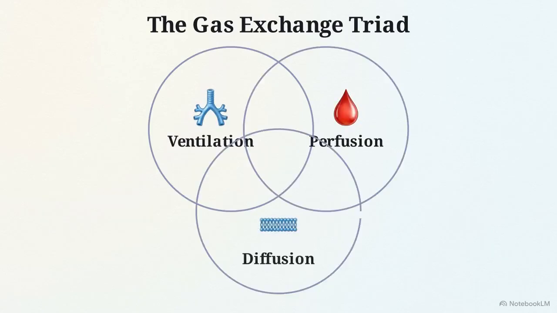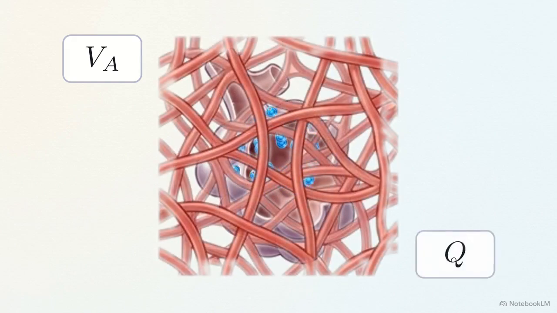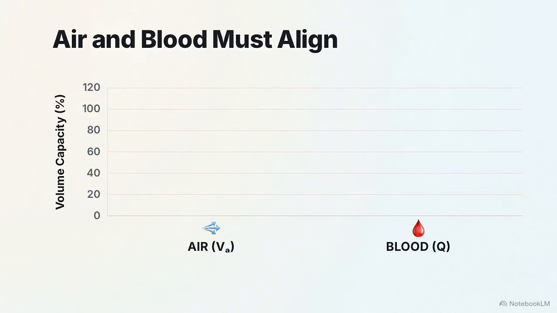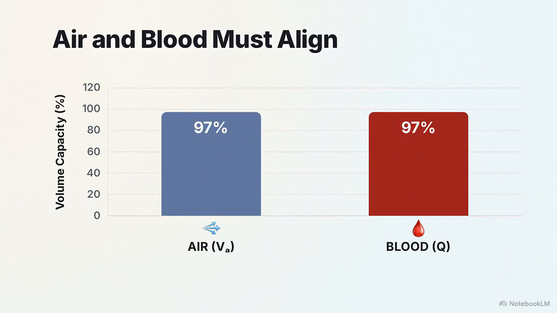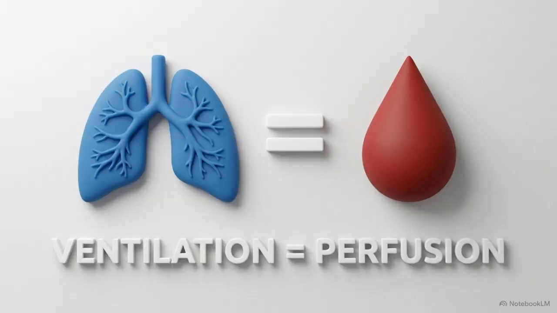Normal respiration depends on three perfectly matched physiological variables: ventilation, perfusion, and diffusion. Ventilation, or VA, is the raw volume of fresh air that successfully navigates the transport zone and reaches the alveoli. Perfusion, represented by Q, is the continuous flow of blood passing through the pulmonary capillaries, wrapping around those alveoli. For optimal gas exchange, these two variables must align. The volume of air arriving must match the volume of blood passing by, creating a state where ventilation equals perfusion.